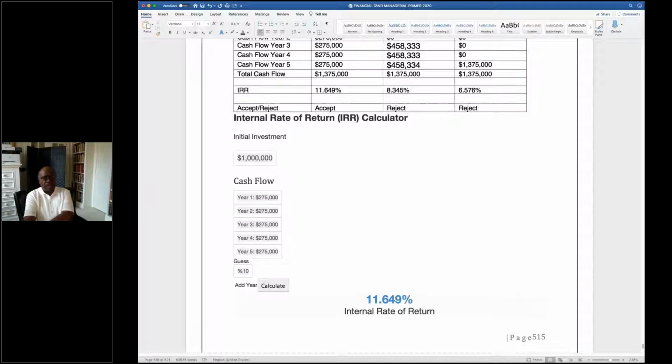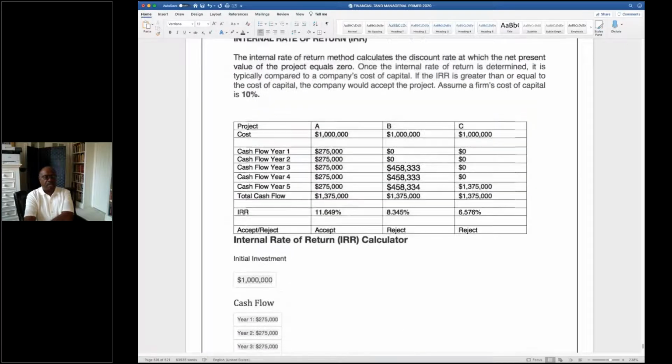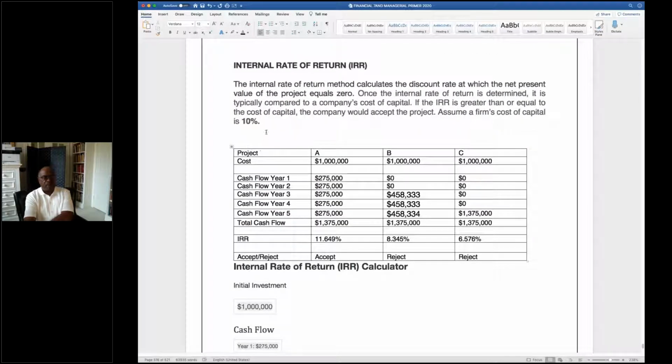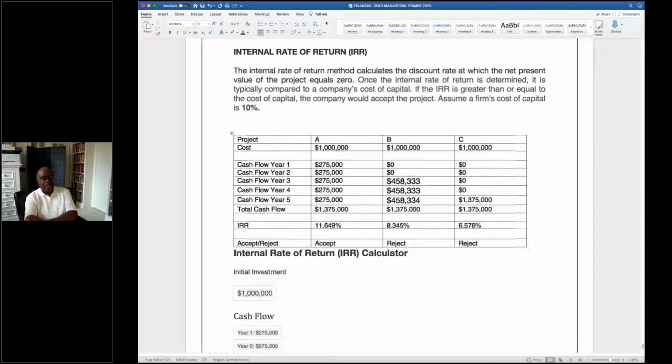And it says the rate of return is 11.649, and we just needed 10%. But for B and C, those rates of return are only 8 and 6. They're not meeting our standards, so we won't use them. So once again, we see when we get the present values, they're going to be a lot more stringent, just because money is coming in. It's the timing of it.